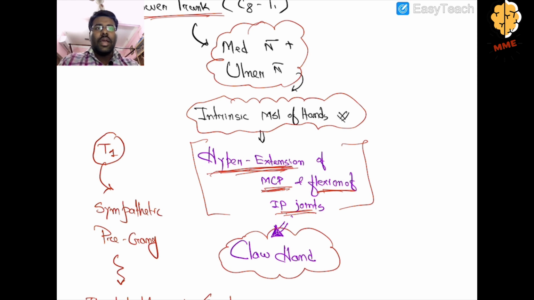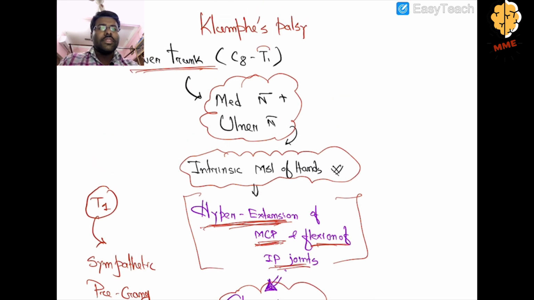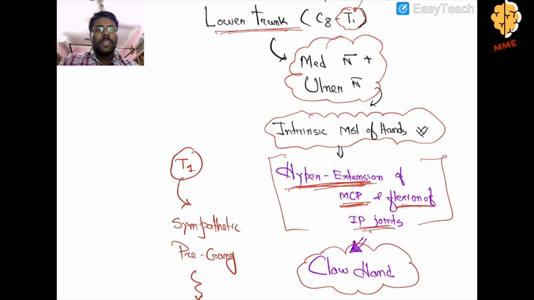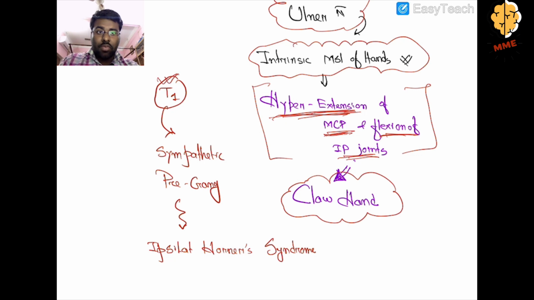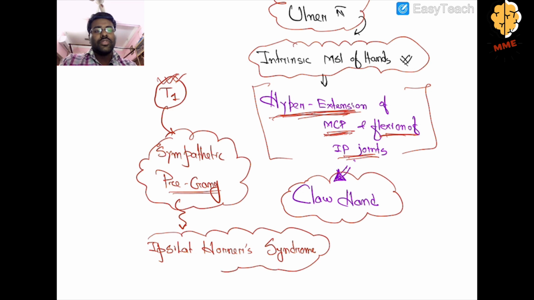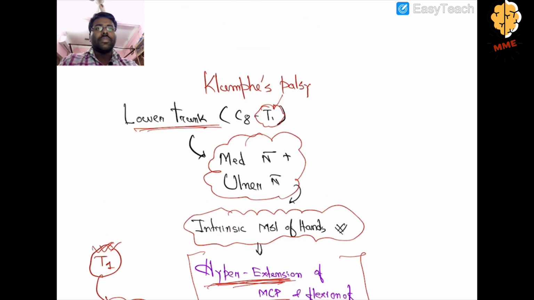Now coming to the root value, there is a T1 root value present in Klumpke's palsy. Because T1 is involved, and T1 has sympathetic outflow through preganglionic fibers, an ipsilateral Horner syndrome is associated with Klumpke's palsy. Okay, now this is about the brachial plexus. I think you can understand.